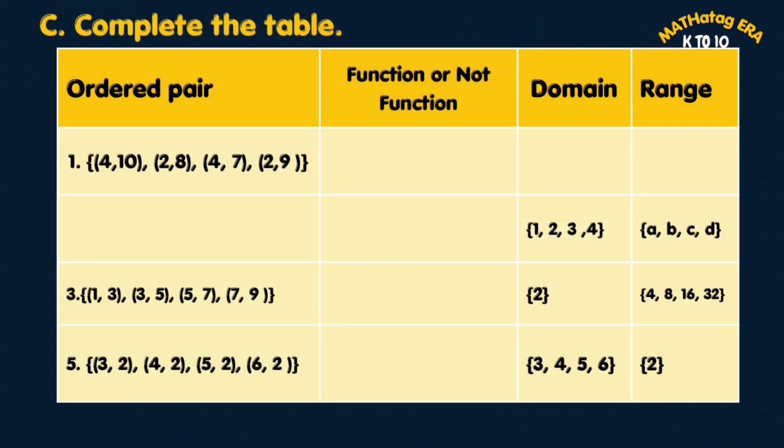On the screen, we have ordered pairs (4, 10), (2, 8), (4, 7), and (2, 9). You may pause the video and answer the table. Let's check. First, i-identify muna natin yung domain. Yun yung mga x values. The x values are 4, 2, 4, and 2. So, removing the duplicates, our domain is 2 and 4. Now, for the range, ito naman yung mga y values. These are 10, 8, 7, and 9. So, the range is 10, 8, 7, and 9.